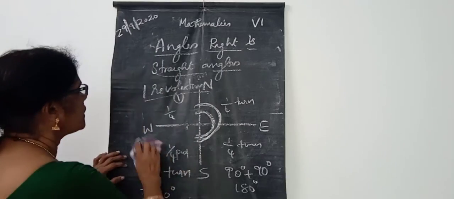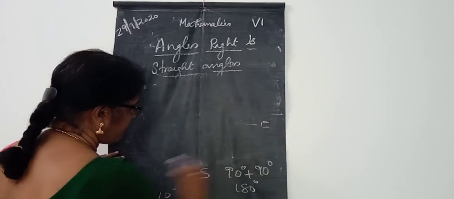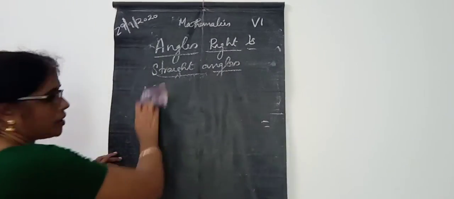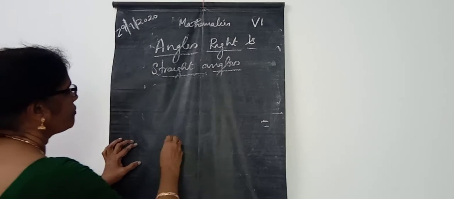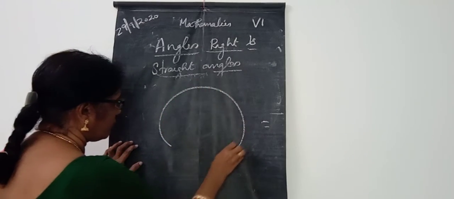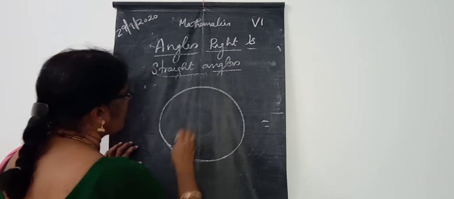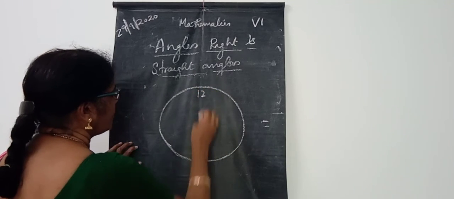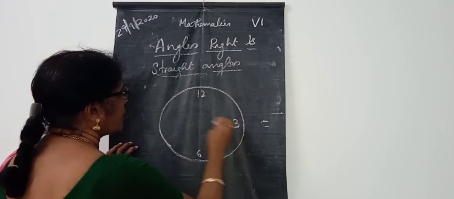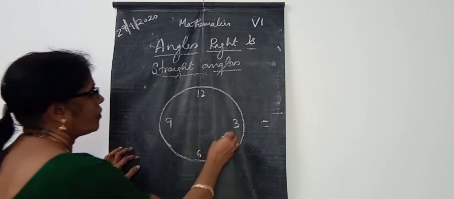Okay. Then next, angles in the clock. Look here. 12, 6, 3, 9.